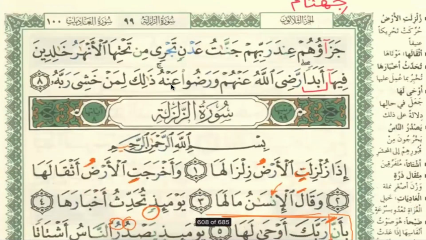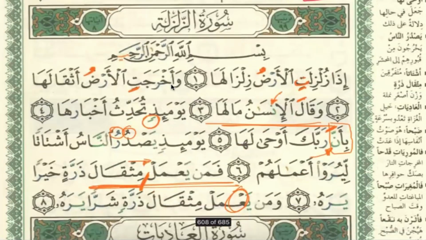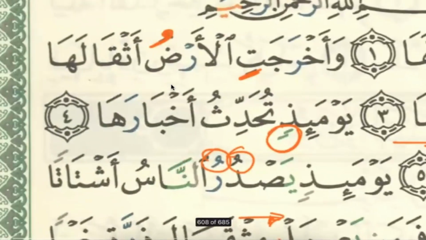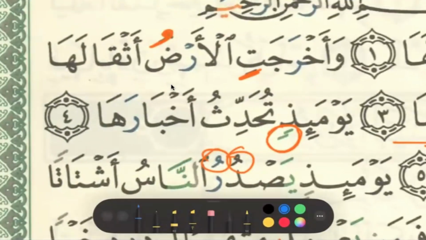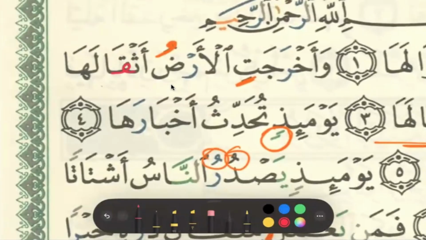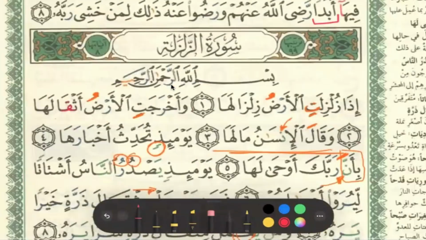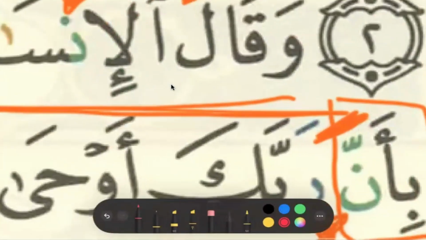Right here, here's a qaf in the middle. Wa akhrajat al-ardu athqalaha. Yeah, and it has two dots too. Here's a qaf in the beginning. You see its neck there.